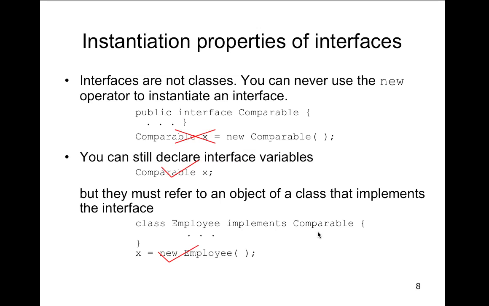Interfaces are not classes. Abstract classes are classes. They're called interfaces. So we can never use the new operator to make an instance of an interface. That would be illegal. We can still declare interface variables. We can say Comparable x, and Comparable is an interface, not a class. This is a variable that's representing that interface. So you have to refer to an object of the class that implements the interface. So if class Employee implements Comparable, x is equal to new Employee.